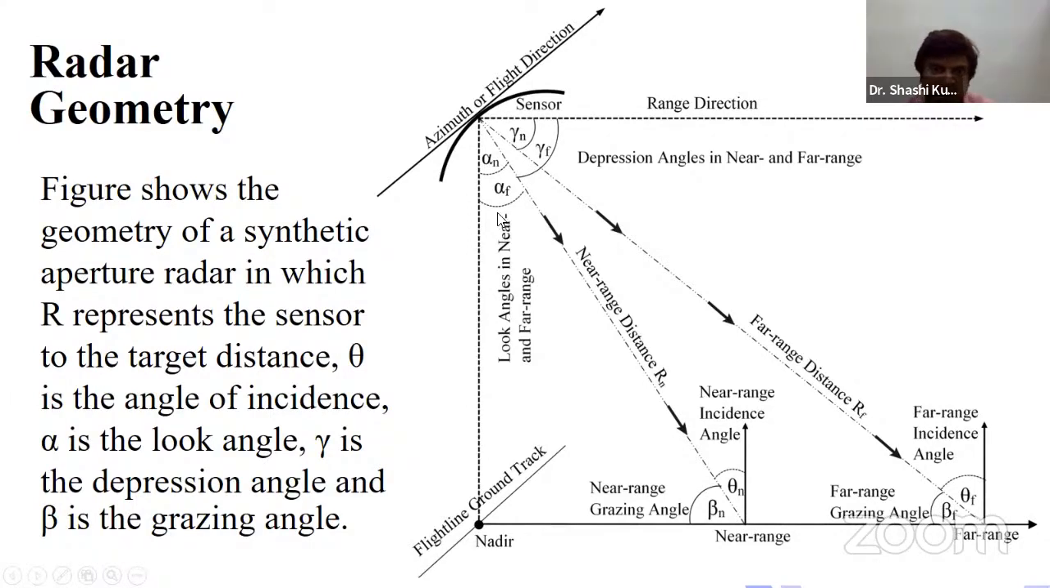Now here you can see that the angle by which the SAR sensor is transmitting electromagnetic pulses is known as the look angle, and 90 degrees minus the look angle will be known as the depression angle. And if this is an airborne sensor, then the angle of incidence will be exactly equal to the look angle. The angle of incidence, represented by theta n for the near range, will be exactly equal to alpha n. Okay. But the angle of incidence in the far range will be different from the near range, because the angle of incidence is going to vary from near range to far range.